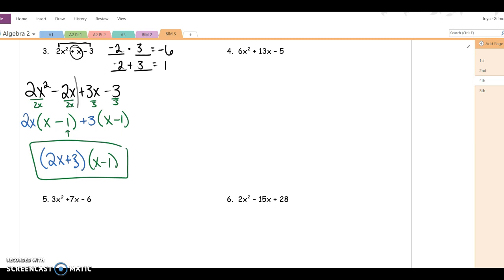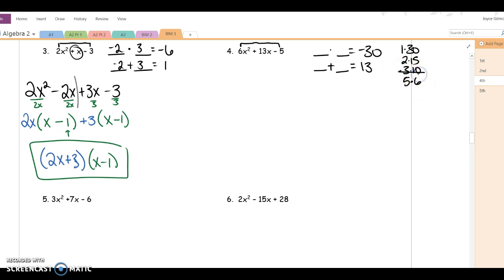Number 4, we're going to try guess and check. We still start exactly the same way. You need to multiply your 6 and your negative 5. So we're looking for two numbers that multiply to give us negative 30 and add up to 13. If you're thinking, oh, it's 10 and 3. Yeah, it's not. It's not 10 and 3. Because 10 plus 3 would give you 13, but 10 times 3 is not negative 30. So you might need to write a list of ways that you can multiply to get 30.